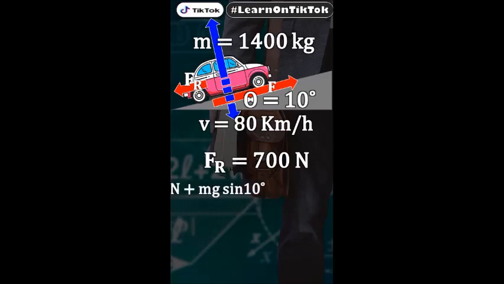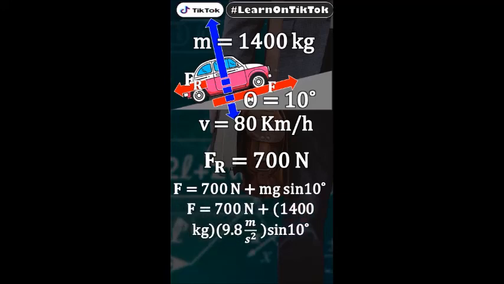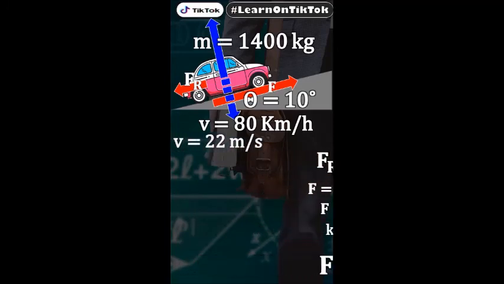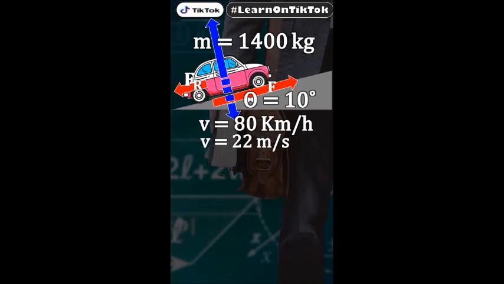Therefore, the force required to accelerate the car is equal to 700 newtons plus the component of gravity parallel to the hill. The component force is equal to mg sine 10 degrees. The calculated force is equal to 3,100 newtons. The given speed is 80 km per hour or 22 meters per second. This is parallel to the force.